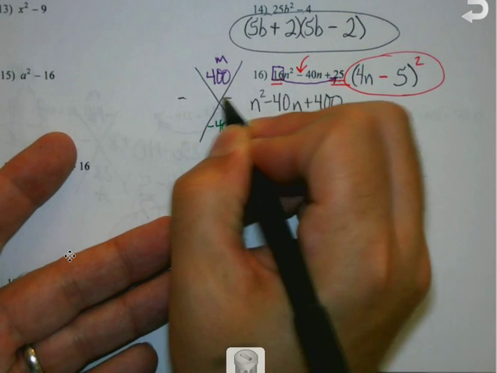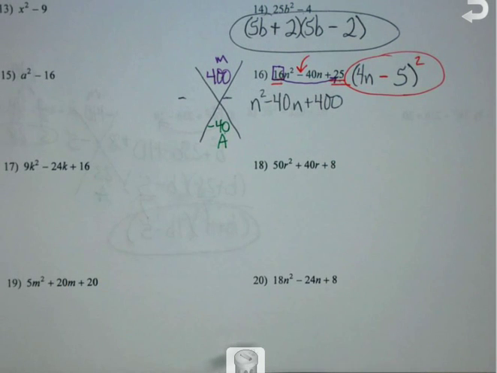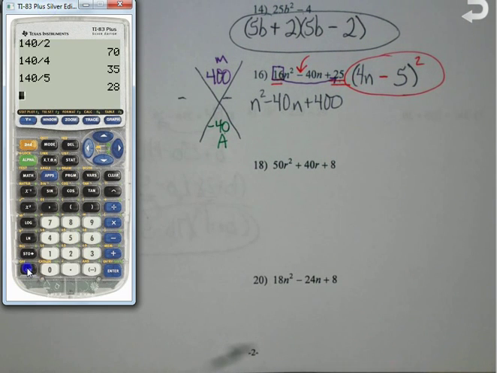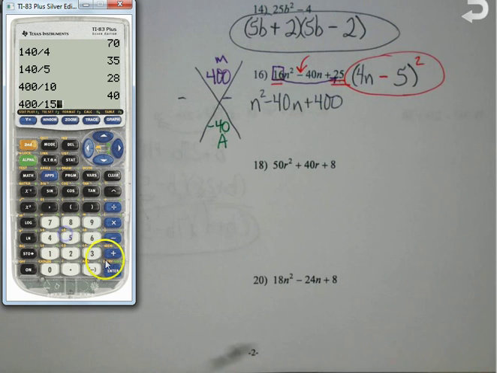Multiply to get a positive, add to get a negative. They're both negative. And I more than likely am going to go to my calculator and start going, okay, they multiply to 400 and add up to 40. 40 and 10, no. That didn't even work. But if you keep messing with it and knowing the numbers got to be close, oh, 20 and 20, okay.